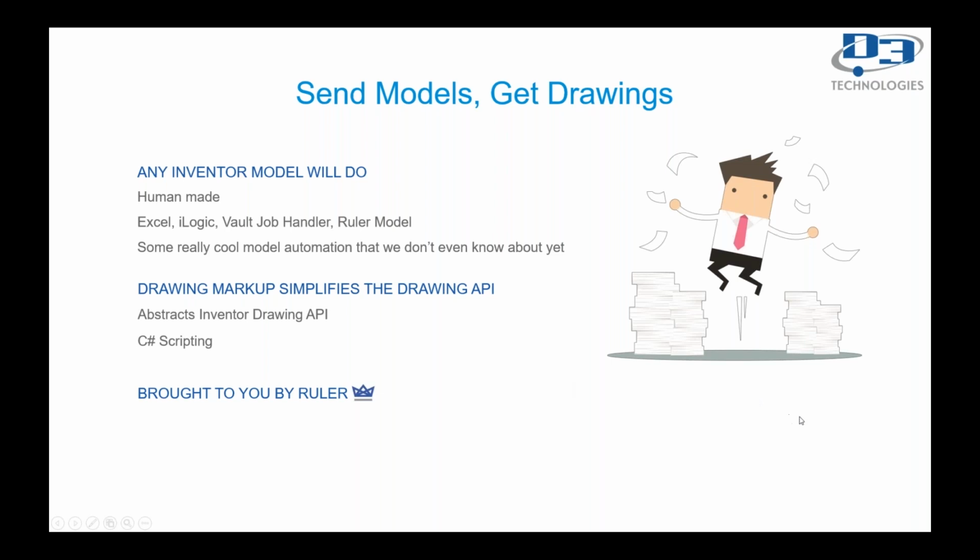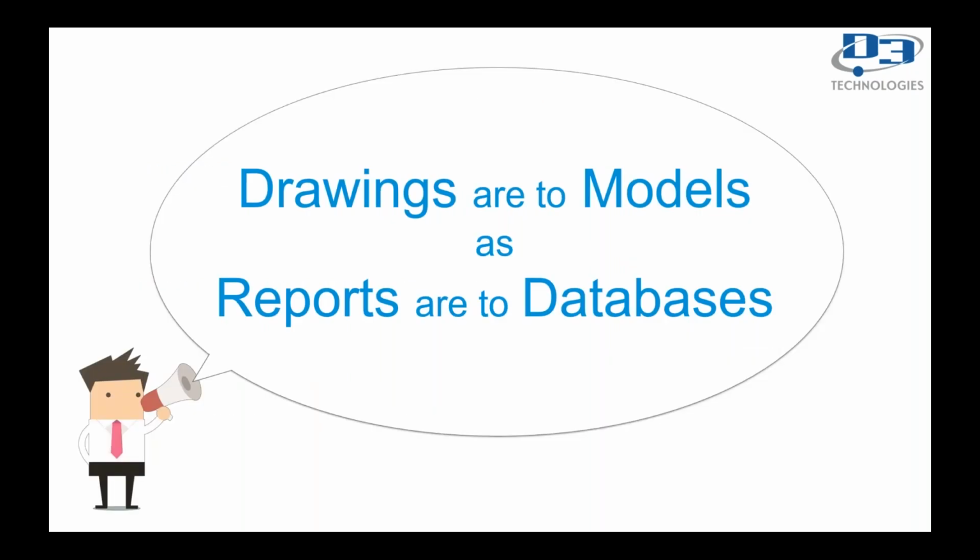Human-made, Excel, iLogic, spawned from a Vault job handler, ruler model, or some really cool automation that we don't even know about yet. Whatever gives us an Inventor model, and it has literally one iProperty in it that says, give me the drawing markup. We'll show you what the drawing markup is in just a moment, but it abstracts the Inventor API, and that's just a fancy way to say it puts Inventor in a box. It's just saying, here are the things that we care about, and all that complex, deep Inventor API is hidden from you because, quite honestly, you don't care.